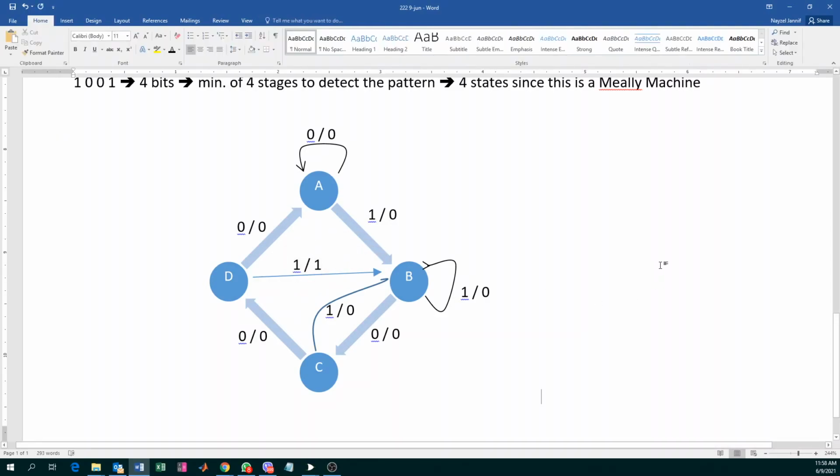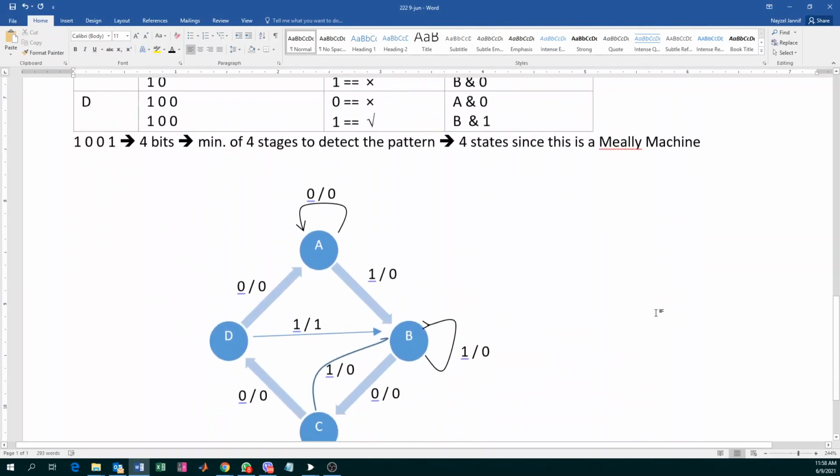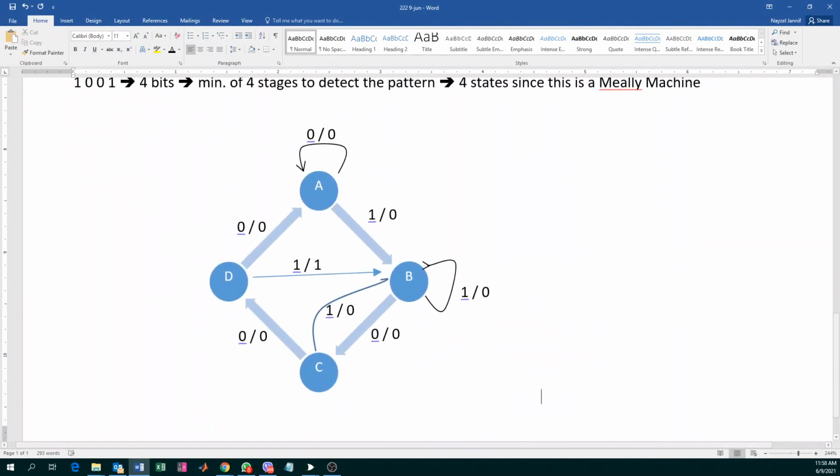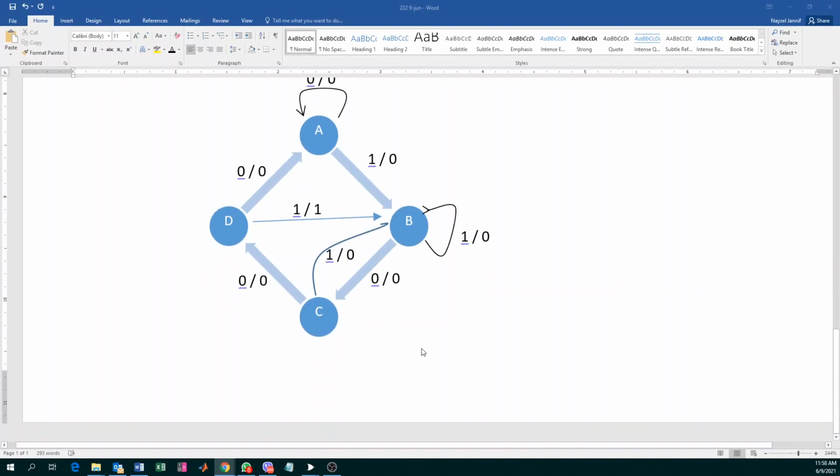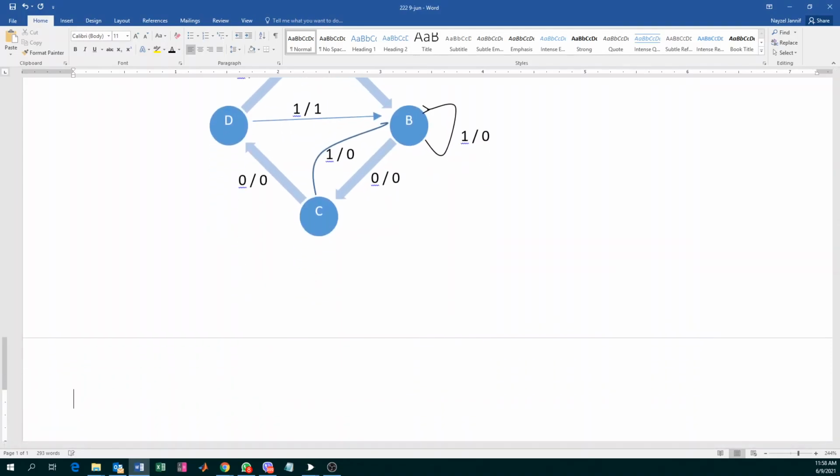There we go, guys. This is our state diagram. Once we get the state diagram, we should now consider drawing up the state table. Let me show you that. Let's move to the next section, which is drawing up the state table.